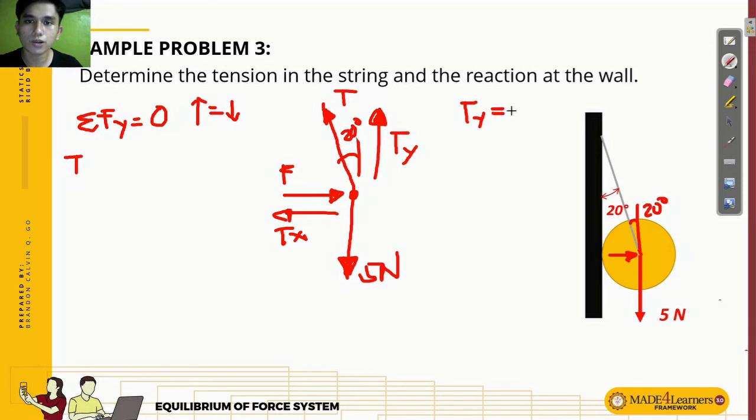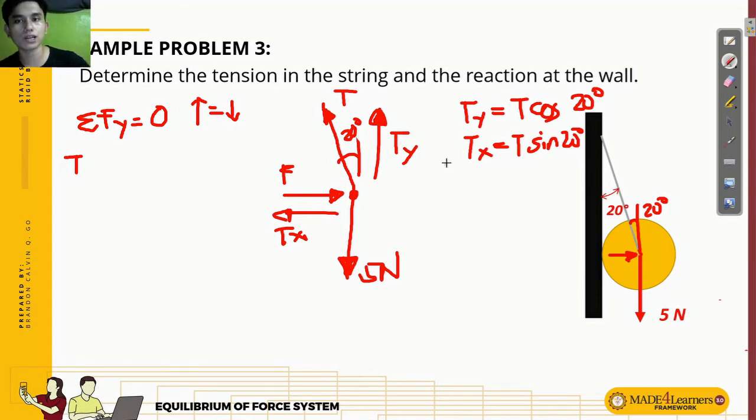So, Ty is equal to T cosine, no? Kay adjacent man, cosine. Bisag vertical siya, kay from the vertical man siya, cosine man gamiton. Cosine 20. O katong Tx niya, T sine 20. Baliktad siya. Depende sa reference line sa angle. Kung from the horizontal axis siya, so ang Ty is sine, Tx is cosine.